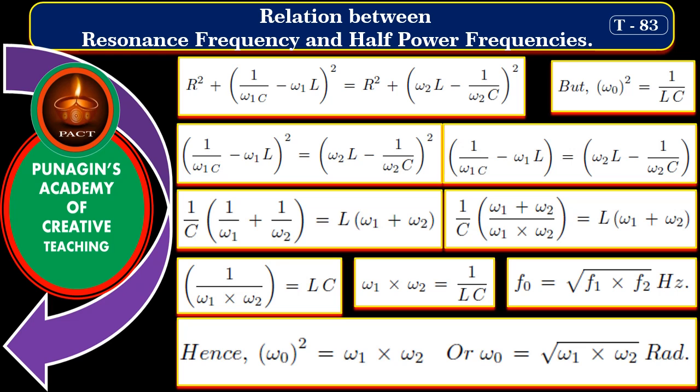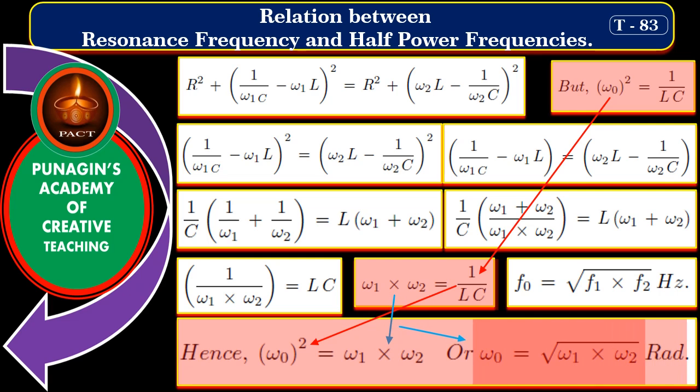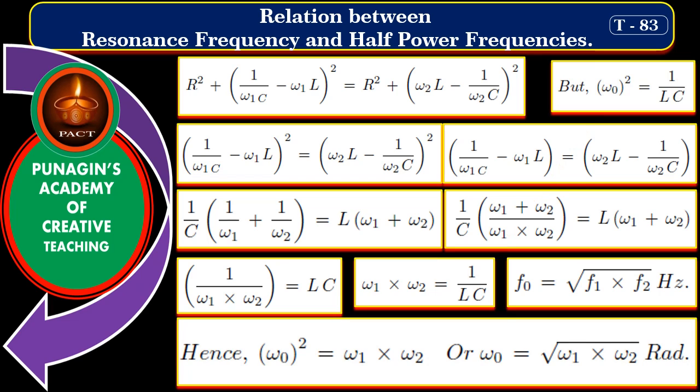But we know omega naught square is equal to 1 divided by LC. By substituting and solving, we get omega naught is equal to square root of omega 1 into omega 2 radians, or f naught is equal to square root of f1 into f2 hertz. It's very easy, isn't it?